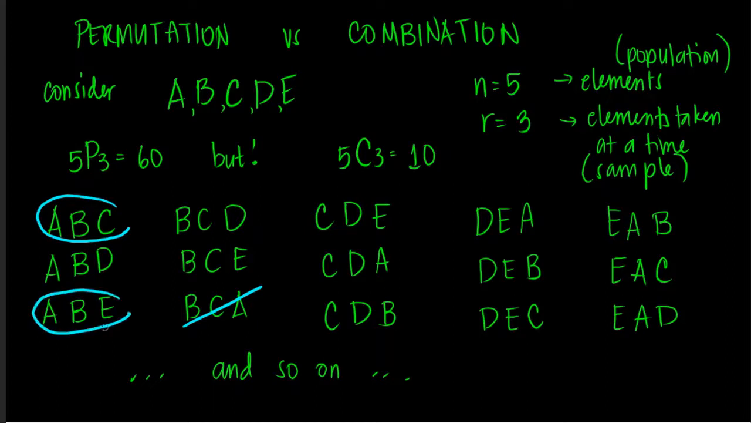So, A, B, and E is being considered in permutation, but in combination, it is not counted again. Another one, D, E, A is quite the same as E, A, D. So, permutation will still consider E, A, D, but combination will not. Because of that, guys, when you use your calculators, you will notice that you will have more permutations and fewer combinations. Again, you will have more permutations but fewer combinations.